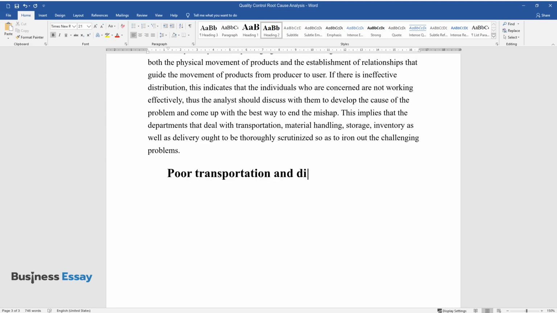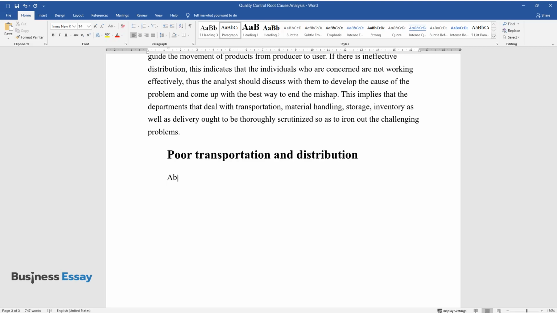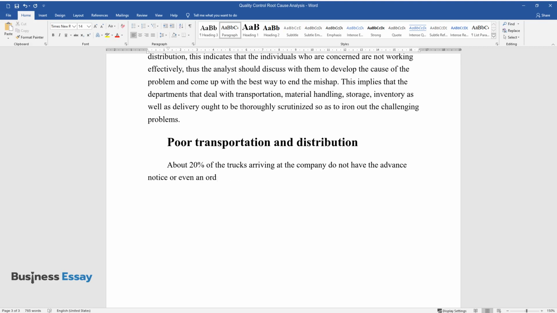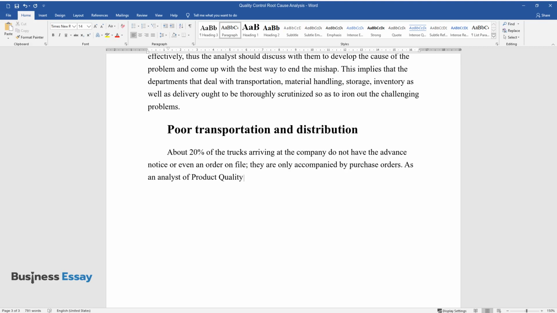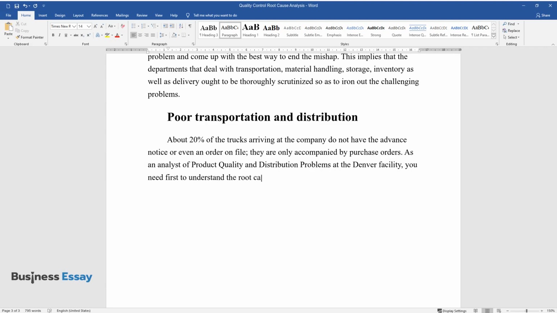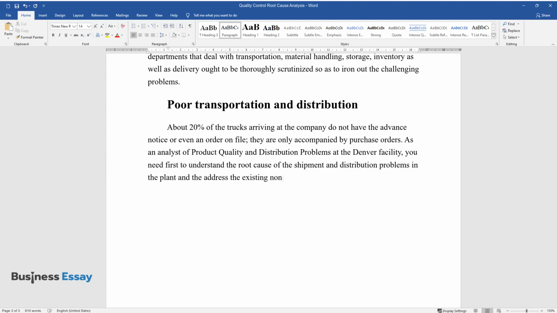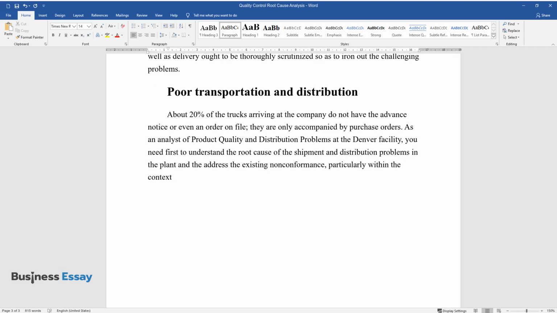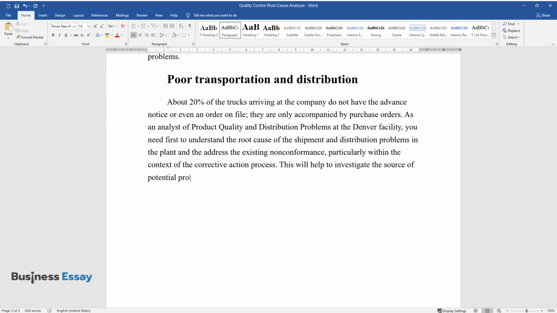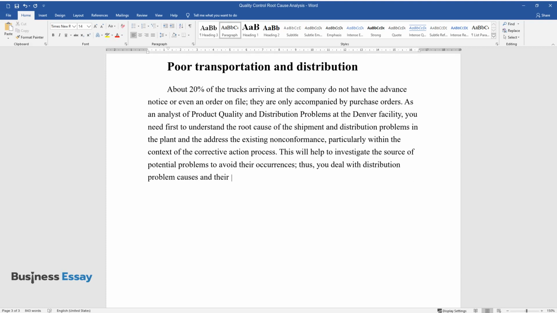Poor transportation and distribution. About 20% of the trucks arriving at the company do not have advance notice or even an order on file, they are only accompanied by purchase orders. As an analyst of product quality and distribution problems at the Denver facility, you need first to understand the root cause of the shipment and distribution problems in the plant and address the existing nonconformance, particularly within the context of the corrective action process. This will help to investigate the source of potential problems to avoid their occurrences. Thus, you deal with distribution problem causes and their effects.